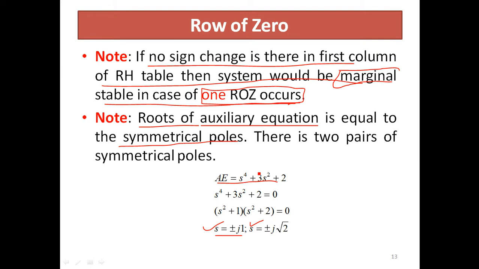If you are not interested in calculating the roots of the auxiliary equation, then this statement is valid, and you can note that if no sign change is there in the first column of the RS table, then the system would be marginally stable in case one ROZ is appearing in the Routh array.